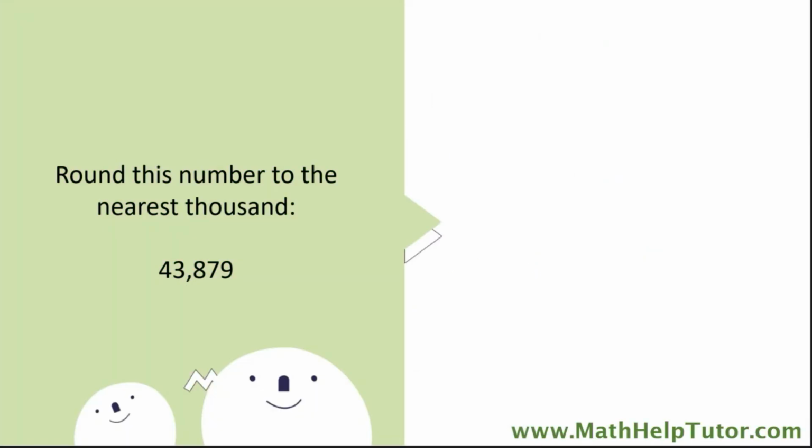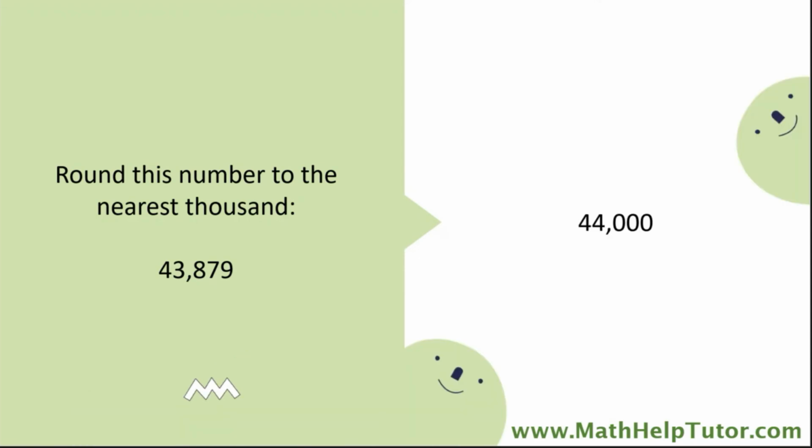Round this number to the nearest thousand. The answer is 44,000. So how did we arrive at this answer? So again, what we do is we can draw a number line and we find the current thousands place. So since we're considering the thousands place, we look for the thousands place of our number. So this is the ones place, tens place, hundreds place. This is the thousands place.